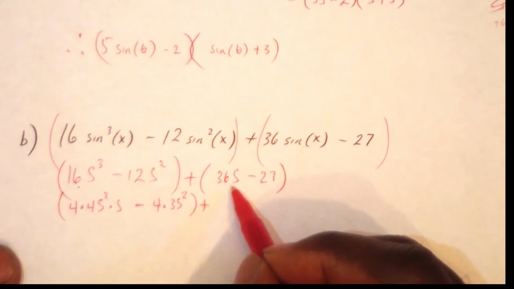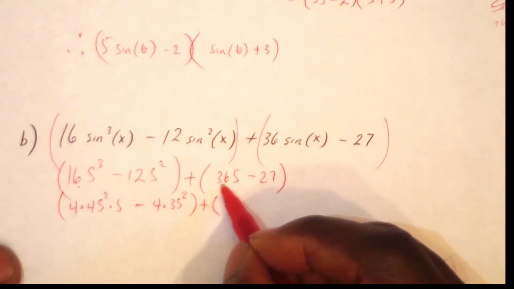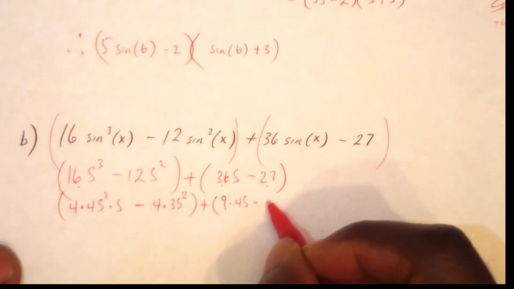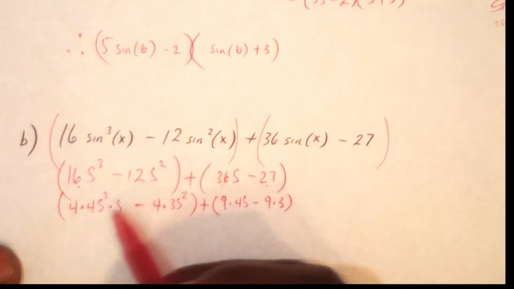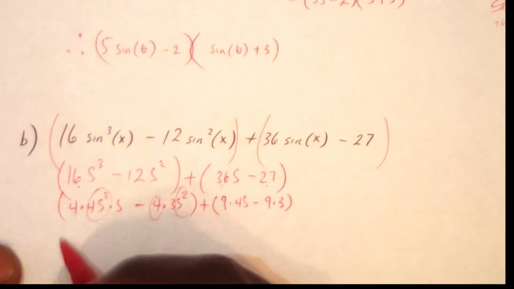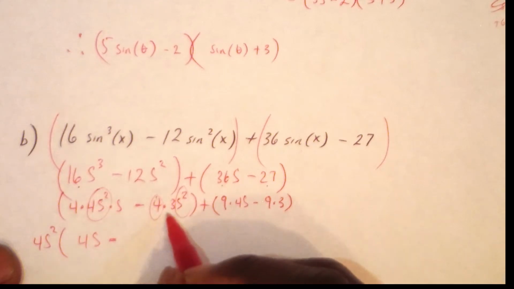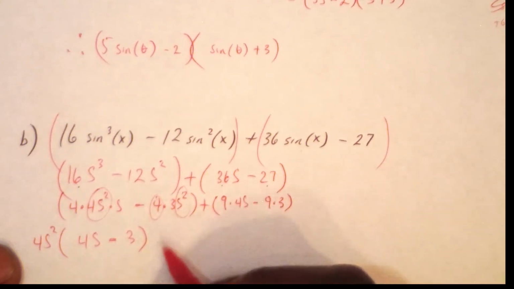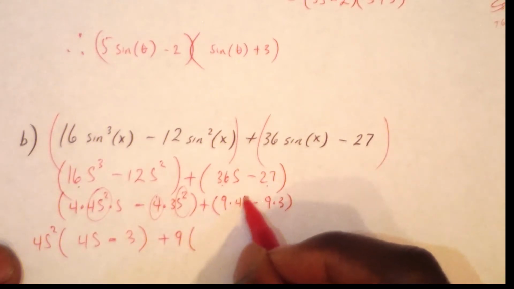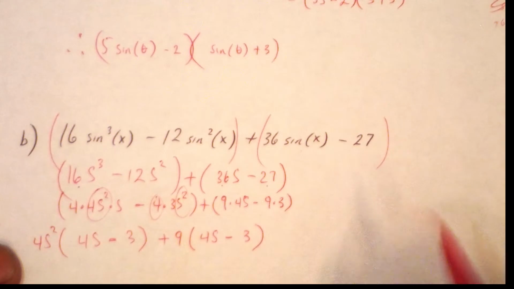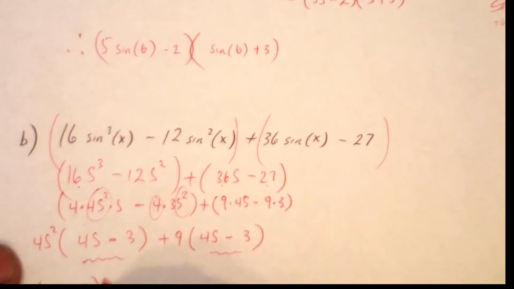And if we look here, we see that we have a common factor of 9, because 9 times 4 is 36, 9 times 3 is 27. So we'll have 9 times 4s minus 9 times 3. And so we have the 4s squared here, 4s squared there. So we factor that out, and we just have a 4s left in the first term, and 3 left in the last. We factor out the 9 in the second group. We have 4s in the first term, and we have 3 in the second. And of course, that needs to match. And it does, so we factor that out of each term, and now we end up with the following.